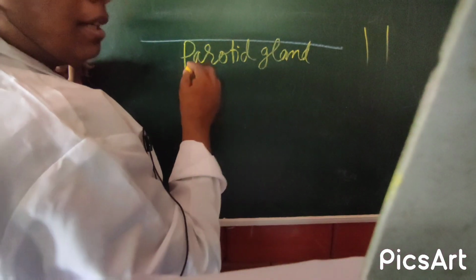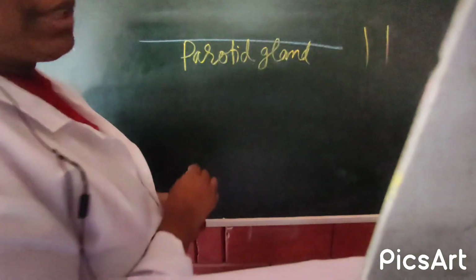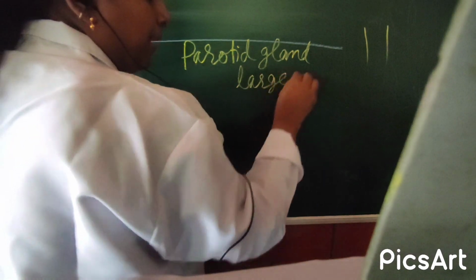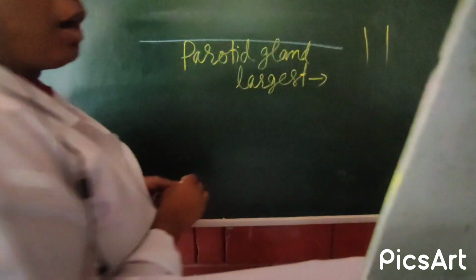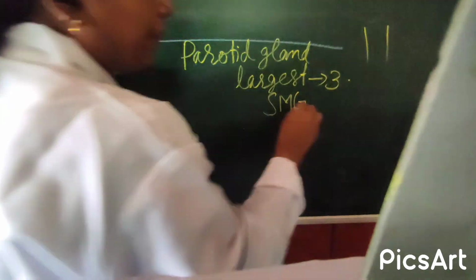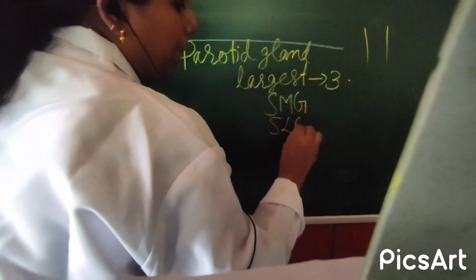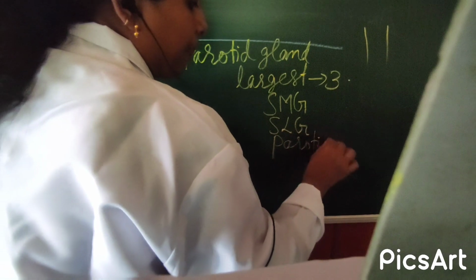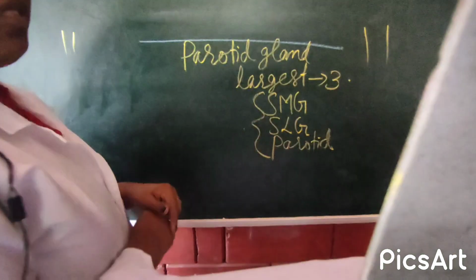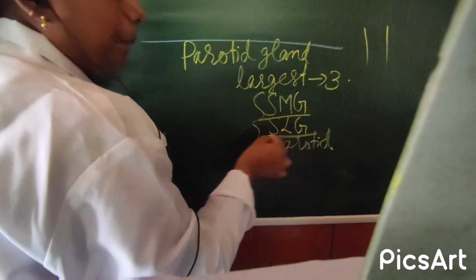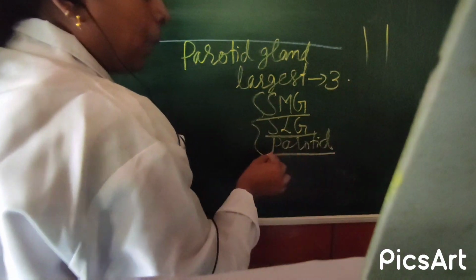Parotid gland. Today we are going to discuss the parotid gland. The parotid gland is the largest salivary gland. There are three major salivary glands, namely the submandibular salivary gland, sublingual salivary gland and the parotid gland.